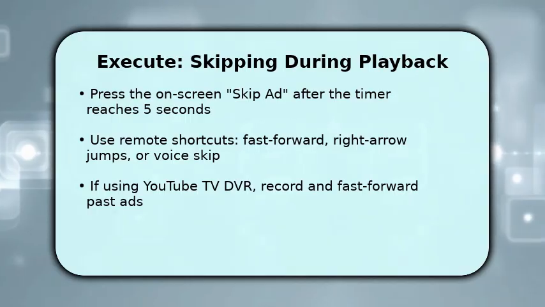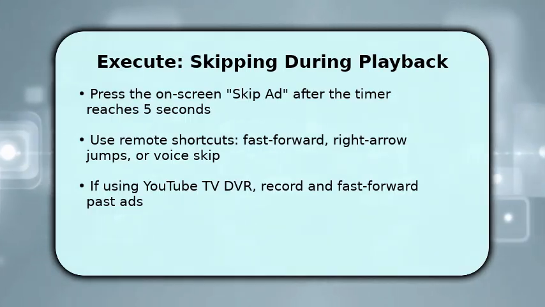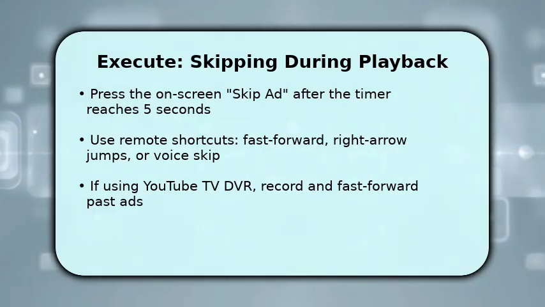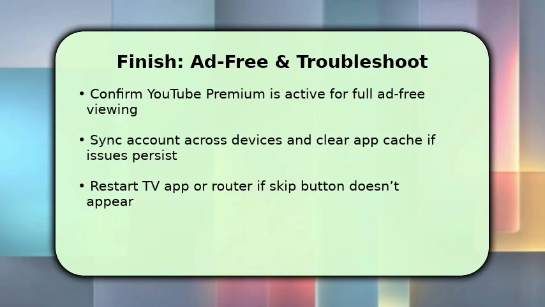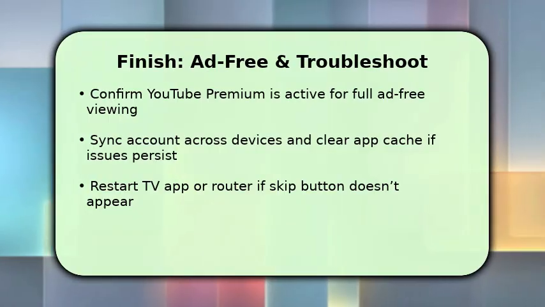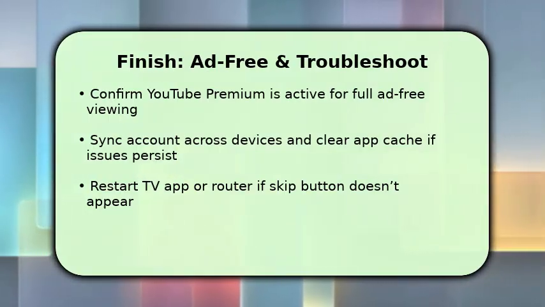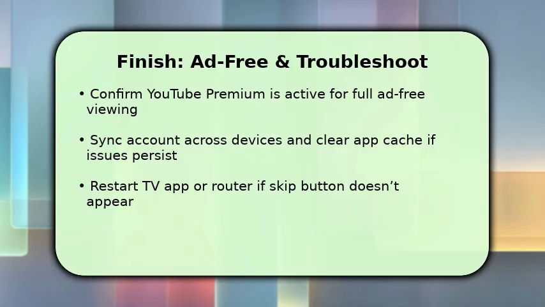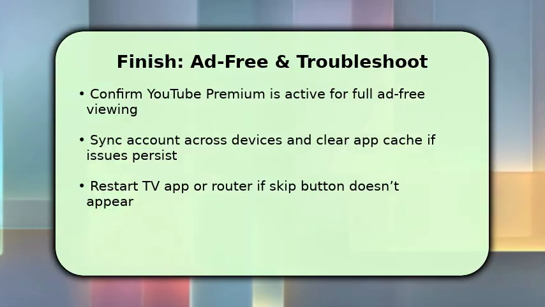To finish, enable ad-free playback via YouTube Premium for uninterrupted viewing. Make sure the subscription shows active in account settings. If skips or premium perks don't appear, sign out and back in, clear the app cache, or restart the TV app. That often resolves account sync glitches.